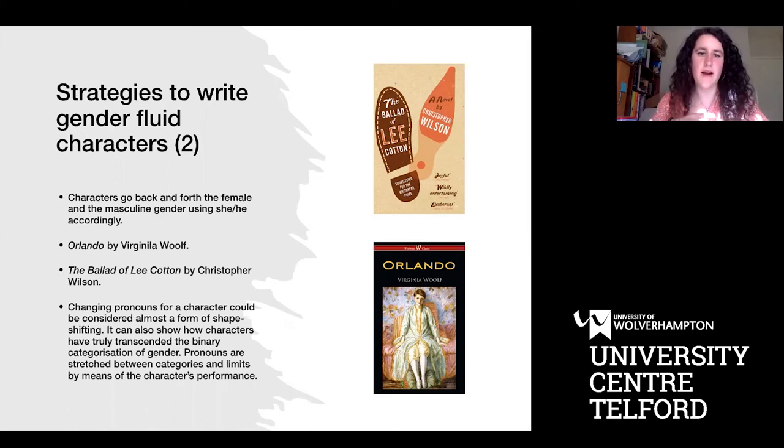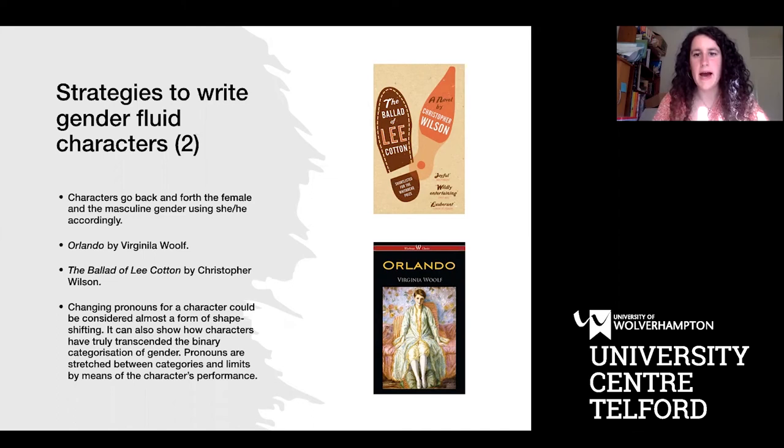So sometimes gender fluid characters go back and forth between the female and the masculine gender, and they can change pronouns accordingly. It may be that your character at some parts of the plot presents themselves as a man, and then you can just use he, and then in another part of the plot they present themselves as a woman, and then you can use she, and they can move back and forth. And this is perfectly possible. Obviously we have a very well-known example here, Orlando by Virginia Woolf, which has a character that moves between genders.